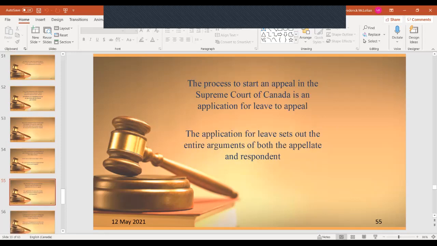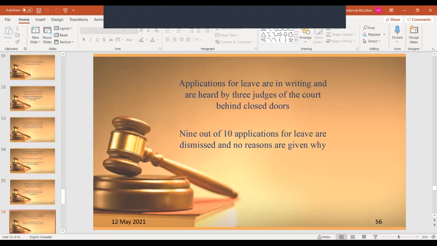The process to start an appeal is you prepare what's called an application for leave to appeal. The word leave means permission. So, application for permission to have the appeal heard. And that application sets out your entire case. So you prepare the application for leave as if you were actually arguing the appeal, because in real terms you actually are. You have to convince the court that your case is worthy of an actual full appeal.